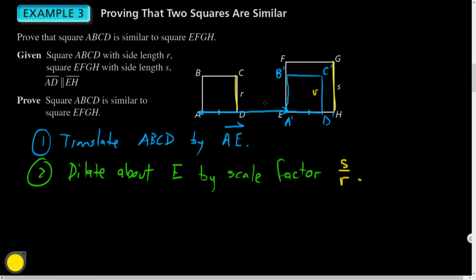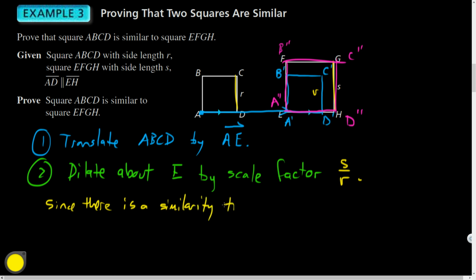And that would end up growing this square and it'd go brr, brr, brr, right? That was more of a Mario pipe sound. And so then I'd have A double prime, B double prime, C double prime, D double prime. And so I have in fact stretched that, resulting in them mapping onto each other. And then my conclusion is, since there is a similarity transformation, the figures are similar.